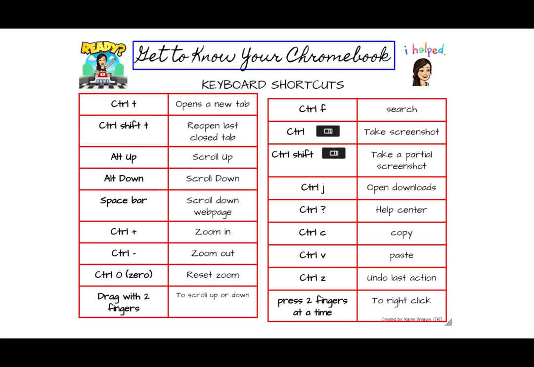You really can't make any big mistakes on a Chromebook. Everything's on the web. It saves automatically, and there's lots of shortcuts to make things a little bit faster.